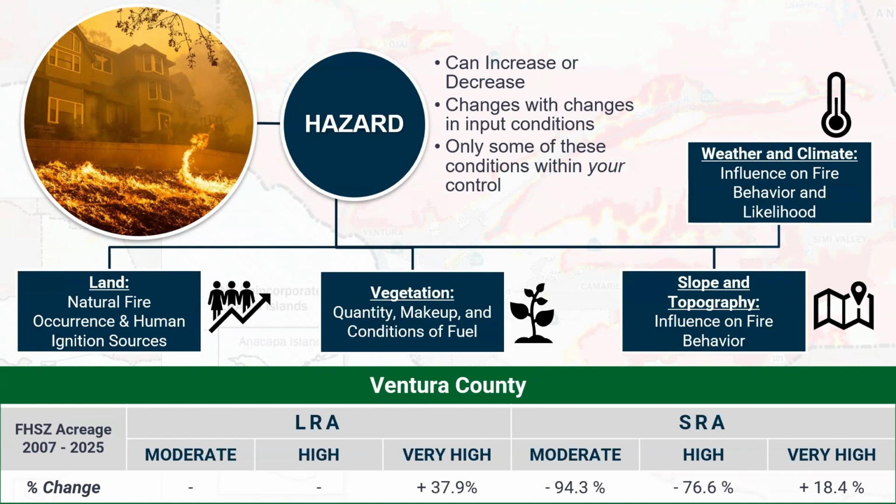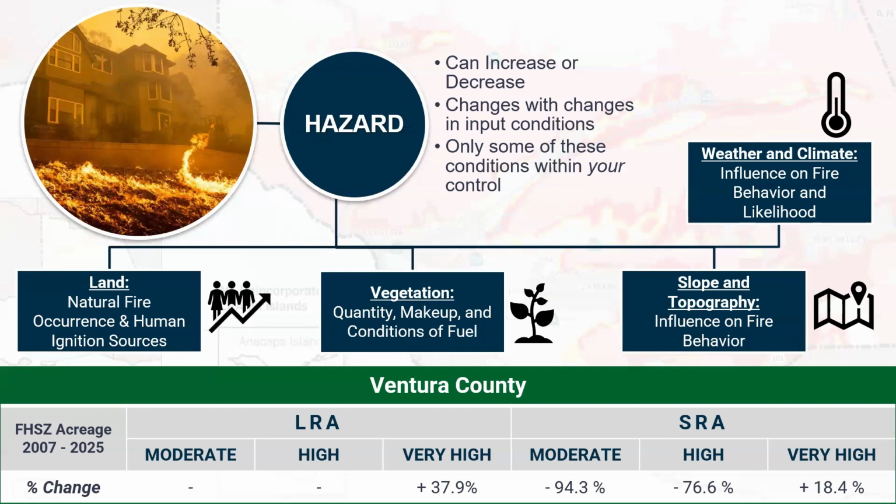The key with the hazard zones is that only some of these conditions are within your control. It is not within your control to influence the weather and the climate, nor the slope and topography of where your property is, nor the land that we are on, being a fire-prone, fire-adapted landscape. What has occurred over the past few years and since the last hazard maps were released is an increase in development in the WUI, as I mentioned, an increase in human ignition sources, differences in the quantity, makeup, and conditions of the fuels, and then a rapidly changing climate.